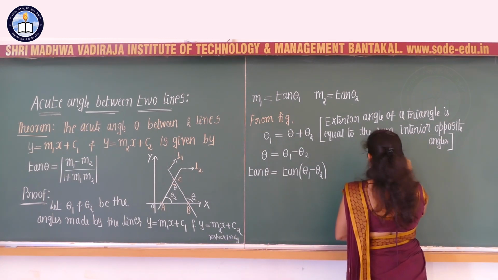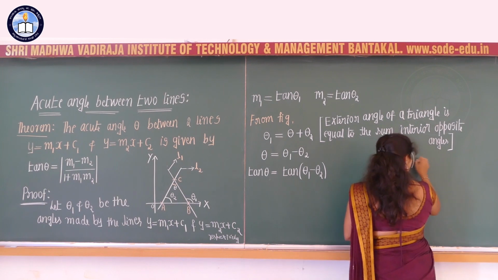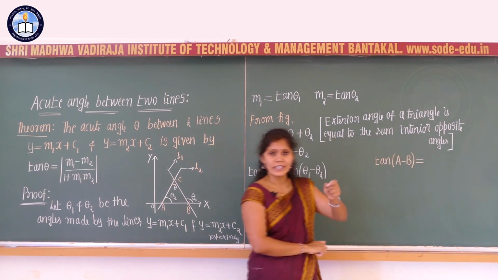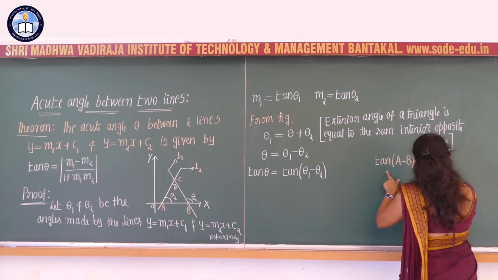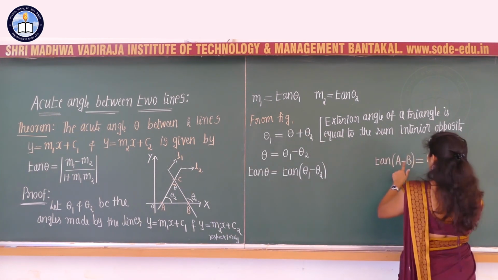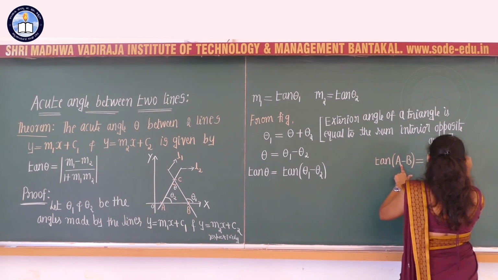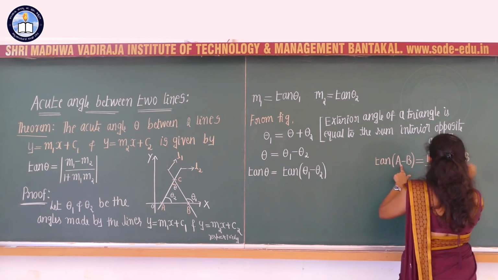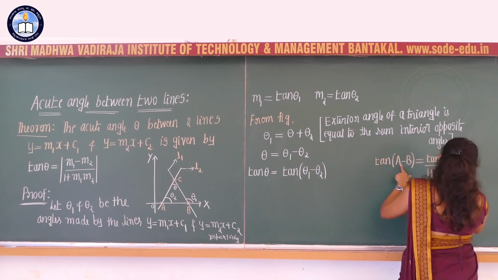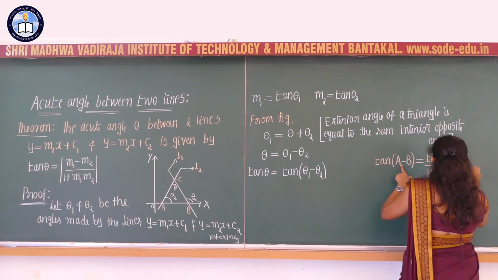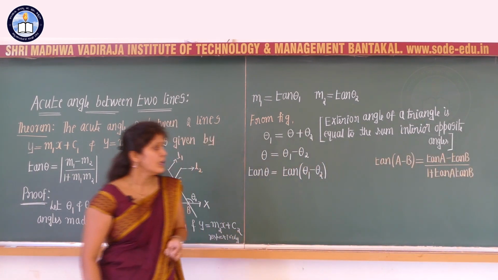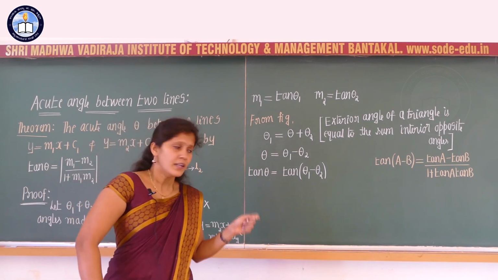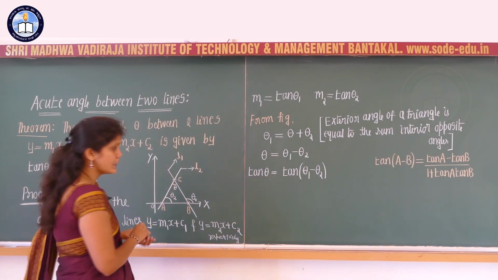Already we have studied this formula, that is tan of A minus B, or tan of theta minus phi also you can consider. Tan of A minus B is nothing but tangent of the angle A minus tangent of B divided by 1 plus tan A into tan B. Verify. So this result we have already completed, that is tan of A minus B is equal to tan A minus tan B divided by 1 plus tan A into tan B.